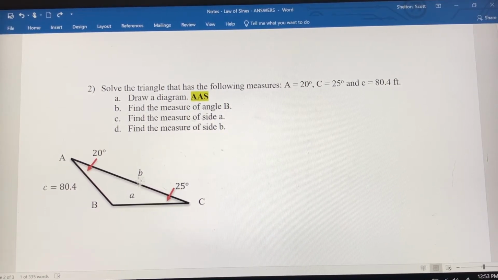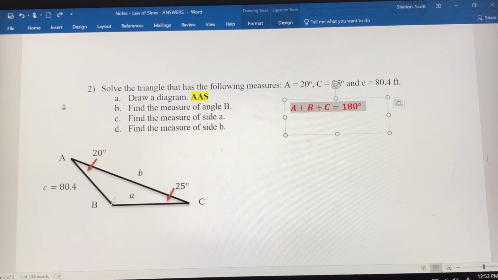We're going to find angle B first. Again, it's because angle B is easy to find using basic geometry. We know the three angles add to be 180 degrees. Substitute the values we know, solve the remaining equation, and angle B has a measure of 135 degrees.